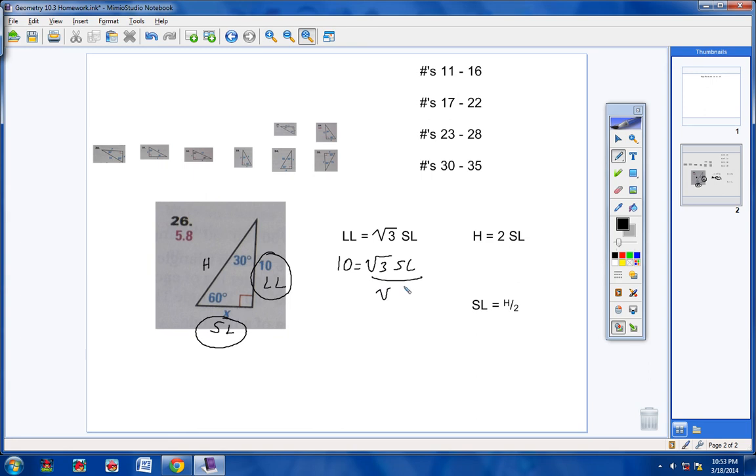Let's divide by square root of 3. These cancel, and you're left with SL. So now we're going to type into our calculators 10 divided by square root of 3, and you will get 5.773502692, and 5.77 would round correctly to 5.8.